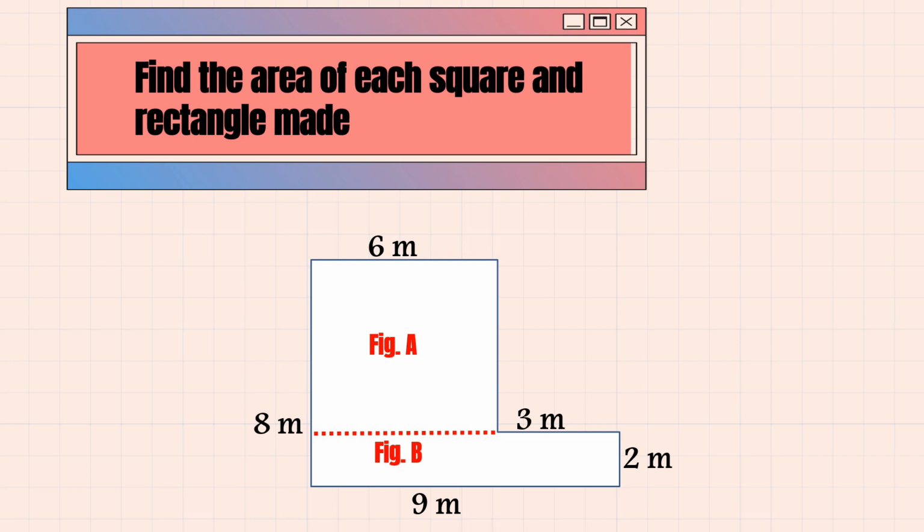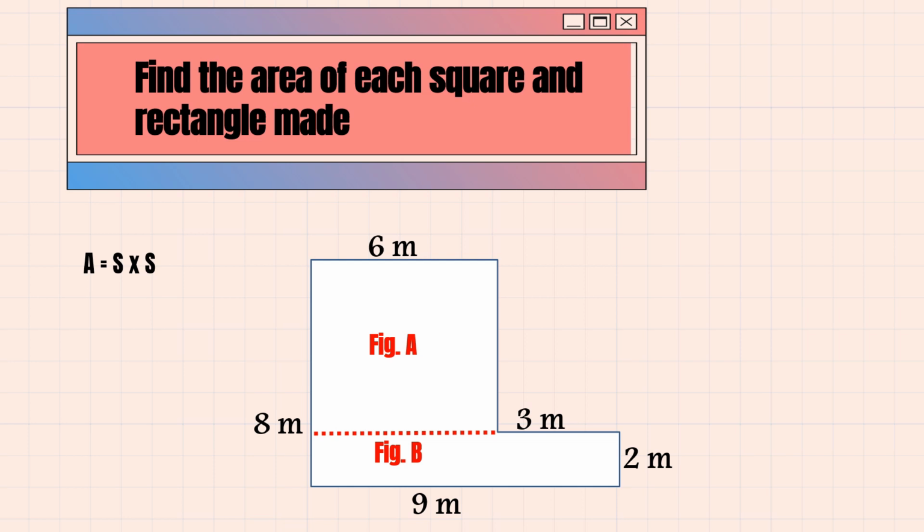Look at figure A. Can you tell me what shape that is? Yes, that is a square. And how are you going to get the area of a square? Can you still remember the formula in finding the area of a square? Very good. So all you need to do is multiply side times side. Can you tell me the measurement of one side of that square? Yes, it is equal to 6 meters.